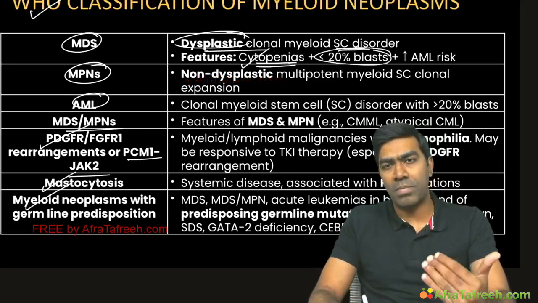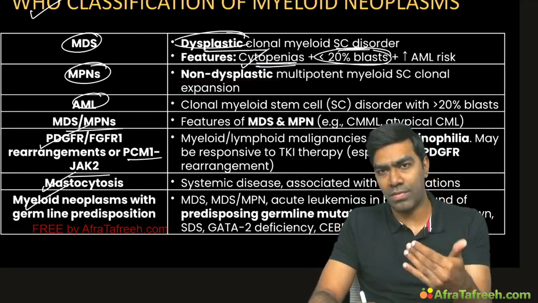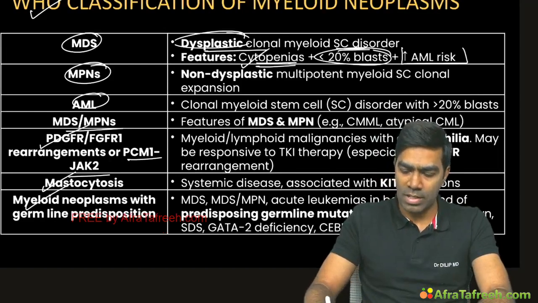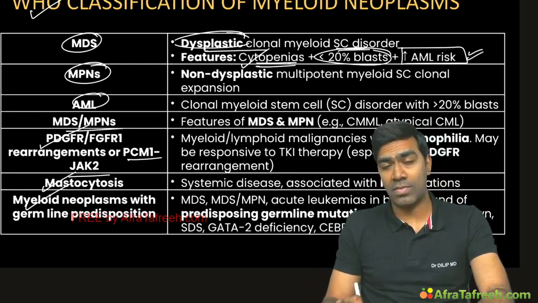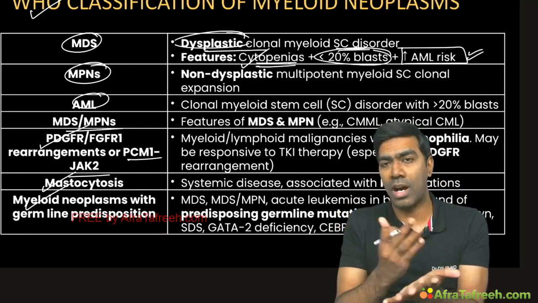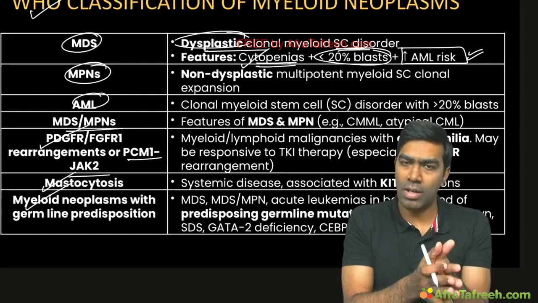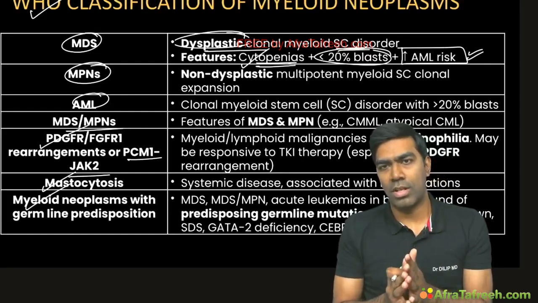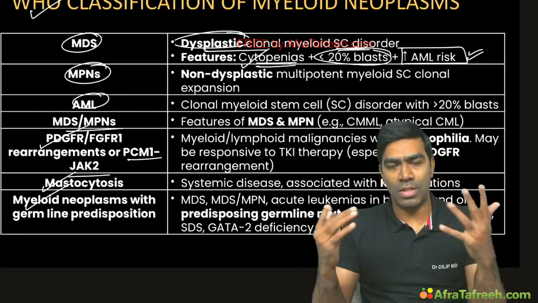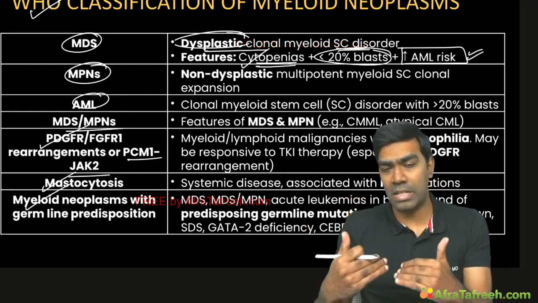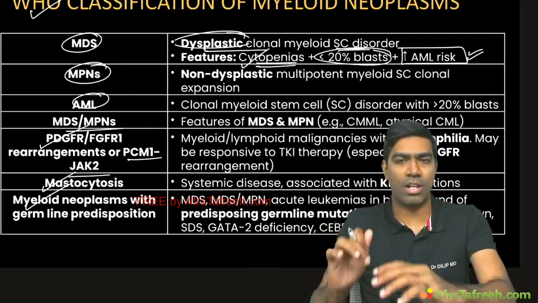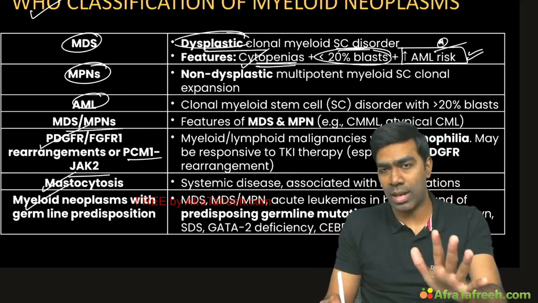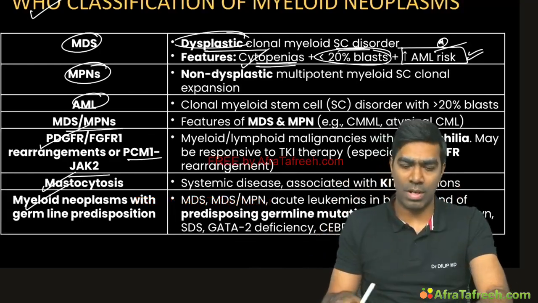And the blast count, by definition, should be less than 20%. We discussed already. And these patients are at increased AML risk as well. Technically, all these disorders are due to some clonal problem in the stem cell. It's a clonal stem cell disorder. So any of these disorders like MDS, MPNs can ultimately get transformed into an acute myeloid leukemia. So that's a very, very important point.